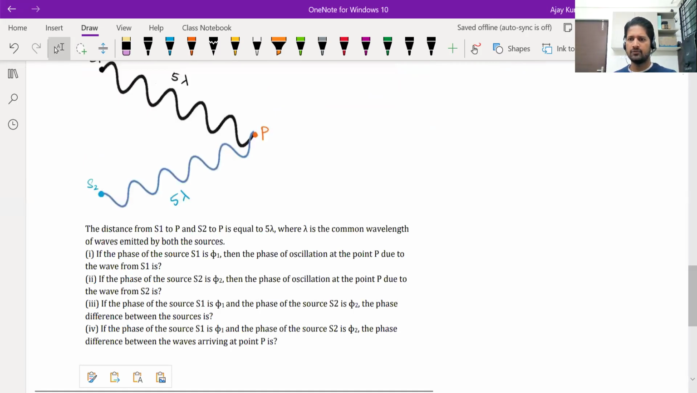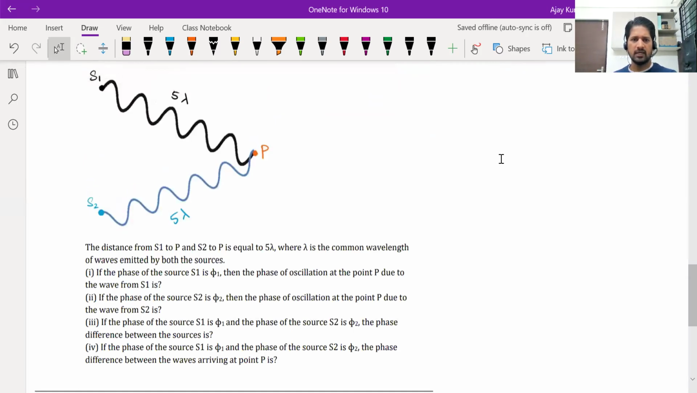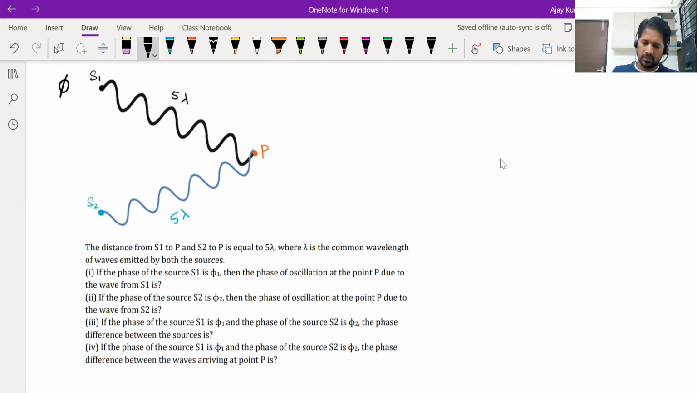There are two waves from sources S1 and S2 arriving at a common point P, as you can see. S1 to P, the distance is 5 lambda. S2 to P also, the distance is 5 lambda. So equal distances. Let's see the question. The distance from S1 to P and S2 to P is 5 lambda, where lambda is the common wavelength of waves emitted by both sources. First question, if the phase of the source S1 is phi 1, then the phase of oscillation at P due to the wave from S1, this is easy only.